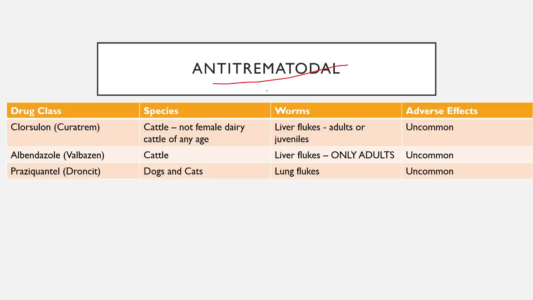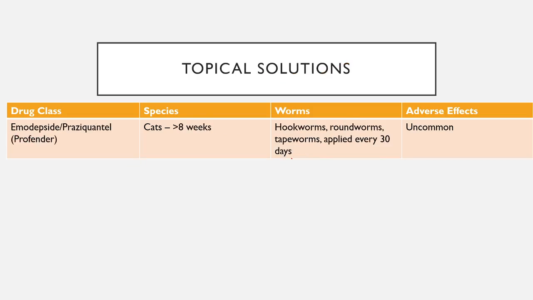These are for flatworms, lungworms, and flukes: Curatrem, Valbazen, and Droncit. So albendazole, which is a benzimidazole, clorsulon, and praziquantel. These are used in other animals, and typically it's praziquantel we use for lung flukes in dogs and cats. Profender is a topical solution we can use in cats that can help with hookworms, roundworms, and tapeworms, and it can be applied every 30 days. It's emodepside with praziquantel.